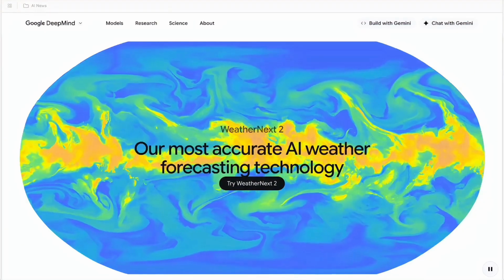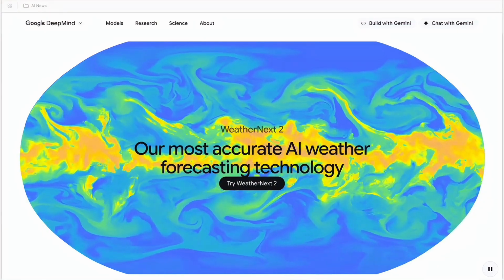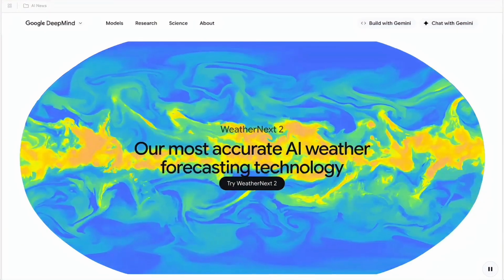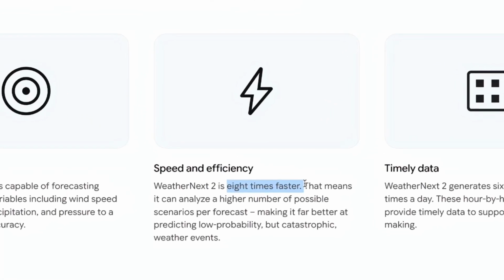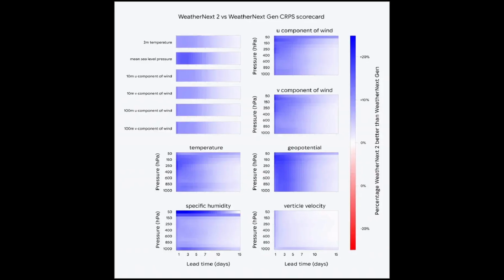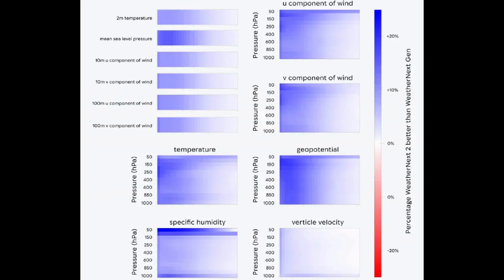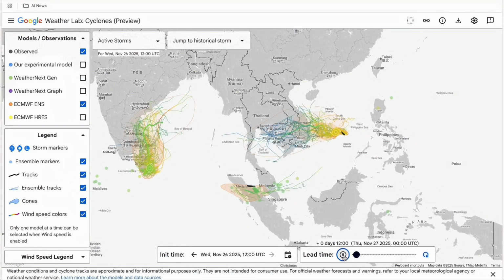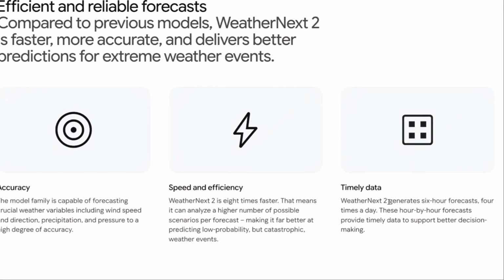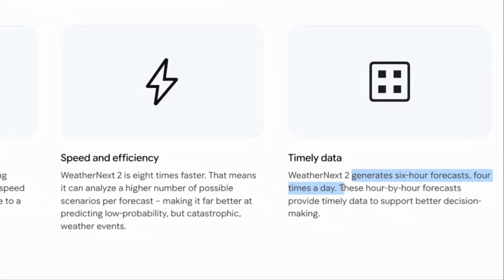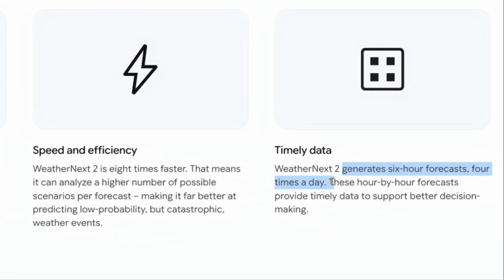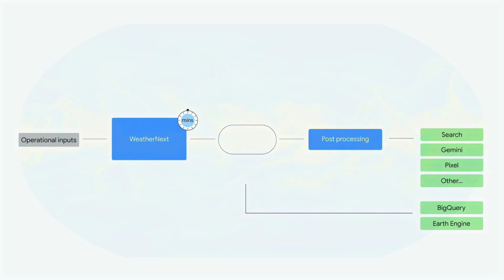Google DeepMind's WeatherNext 2 is their most accurate AI weather forecasting model, delivering forecasts 8 times faster than previous versions. It predicts weather variables like wind, rain, pressure, and extreme events with greater detail and reliability. Hour-by-hour predictions are generated 4 times daily, giving users timely, actionable data. WeatherNext 2 now powers forecasts for Google Search, Gemini, Pixel Weather, and Google Maps.